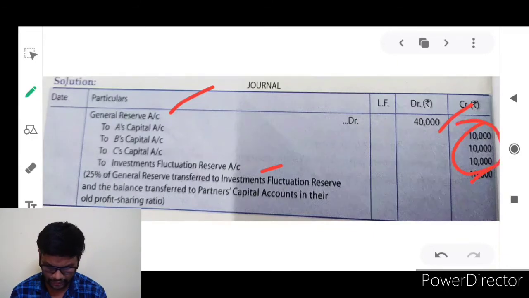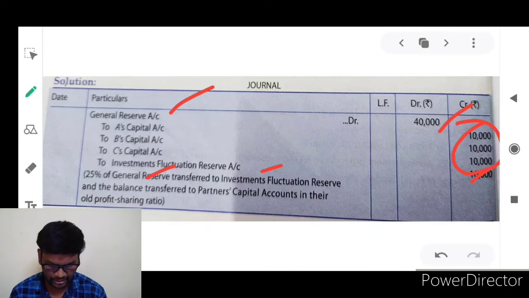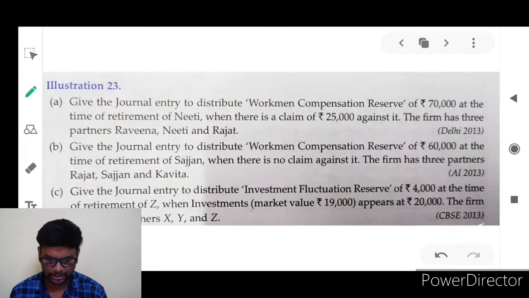So 10,000 each for all the partners, because here they are equal partners, sharing profits and losses in the ratio 1:1:1. So 25% of the general reserve is converted into investment fluctuation, and the remaining amount is transferred to the remaining partners' capital accounts, credit side.